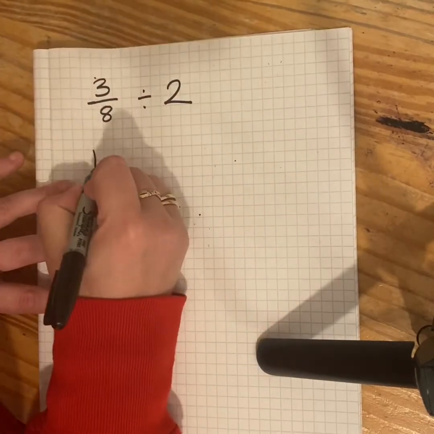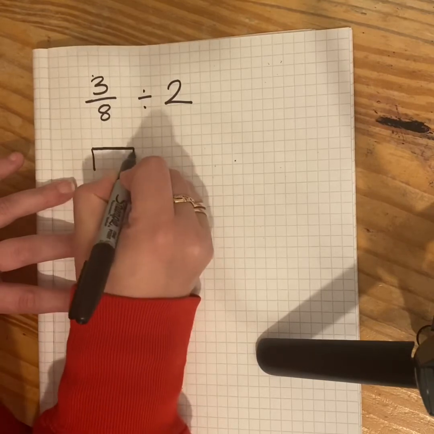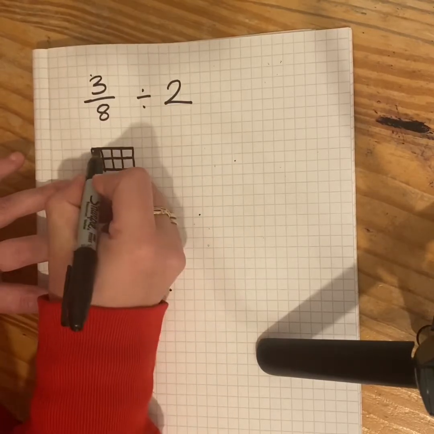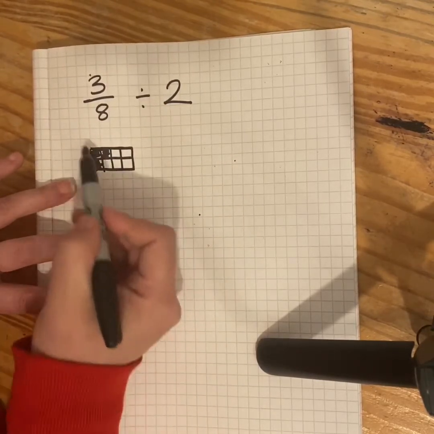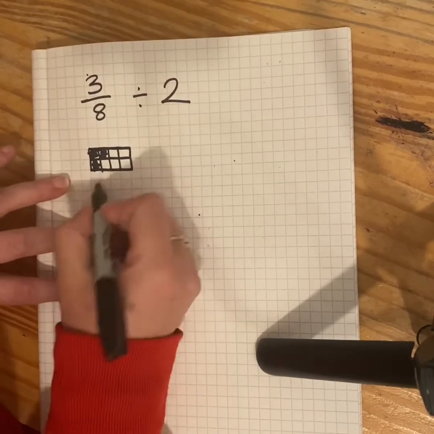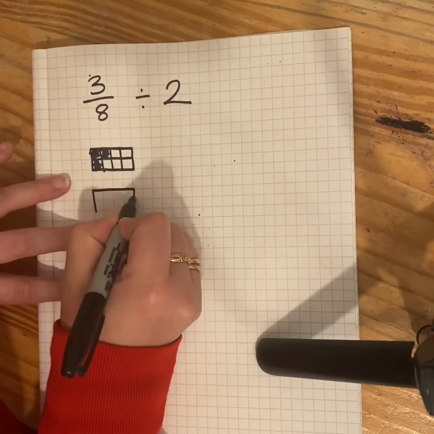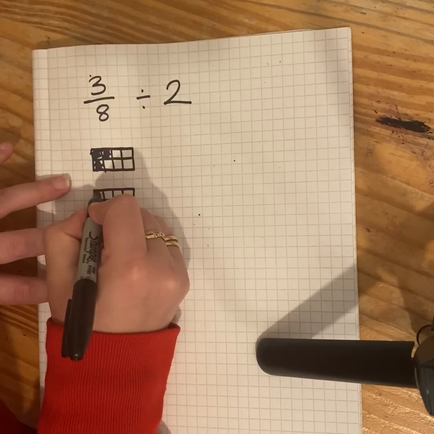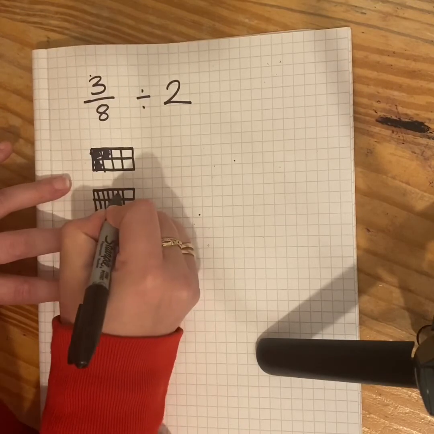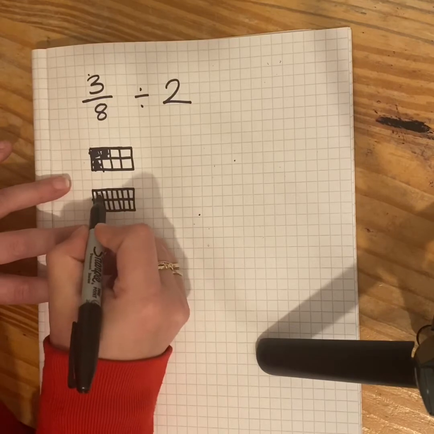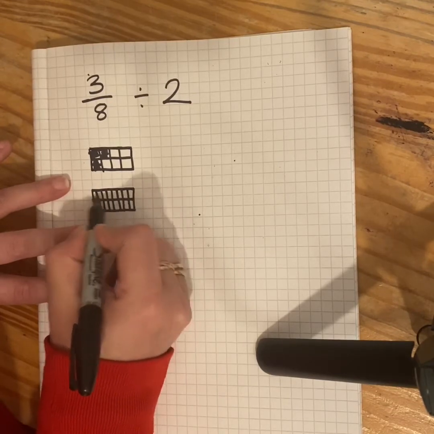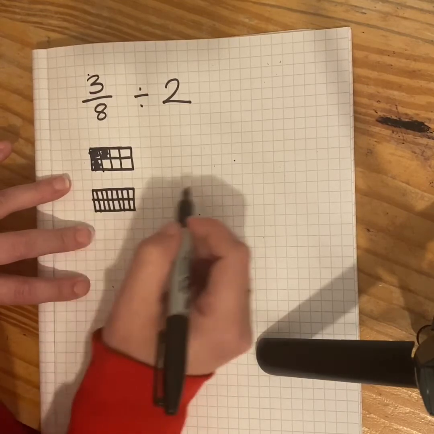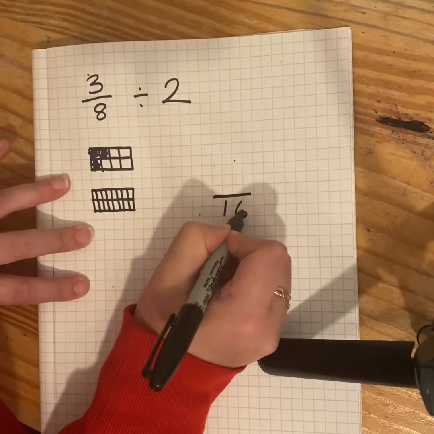So if we draw out 3/8, here's 8s and we've got 3 of them. We want to find half of that. So by doing that, we need to make sure that we split each of the 8s in half. So I've got my 8s, now I want to split each of them in half. So I should now have 1, 2, 3, 4, 5, 6, 7, 8 across the top, 8 across the bottom. So altogether, I've got 16 parts. So I know the answer is going to be something out of 16.